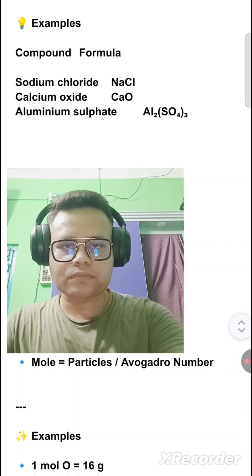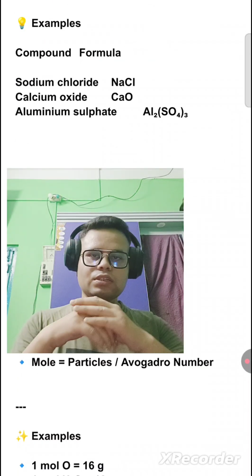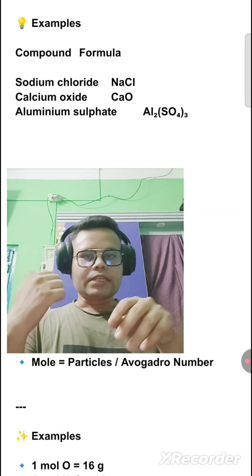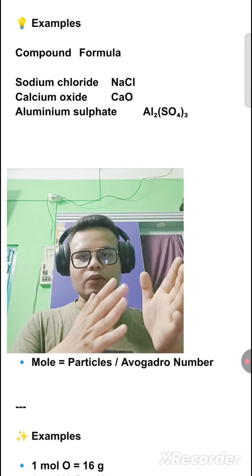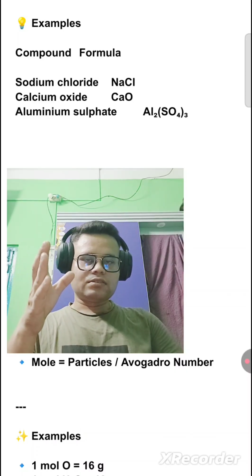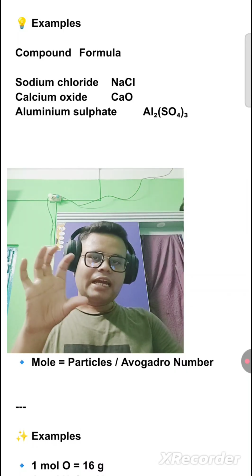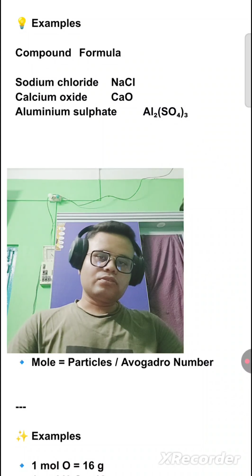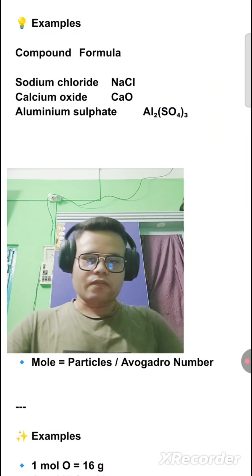After that, examples of compound formulas: sodium chloride is NaCl, calcium oxide is CaO, and aluminum sulfate is Al2(SO4)3. These come under the examples.